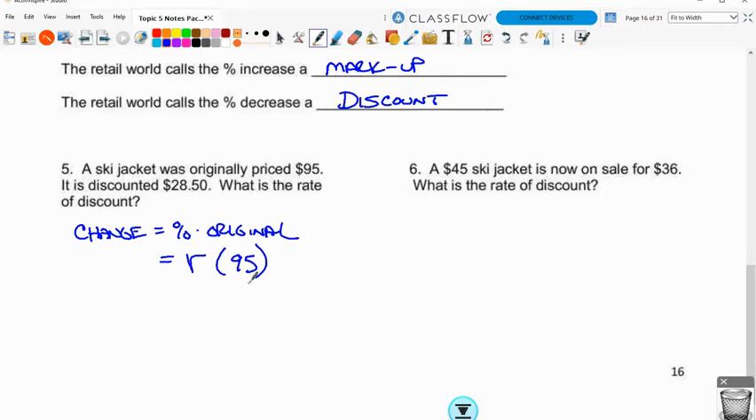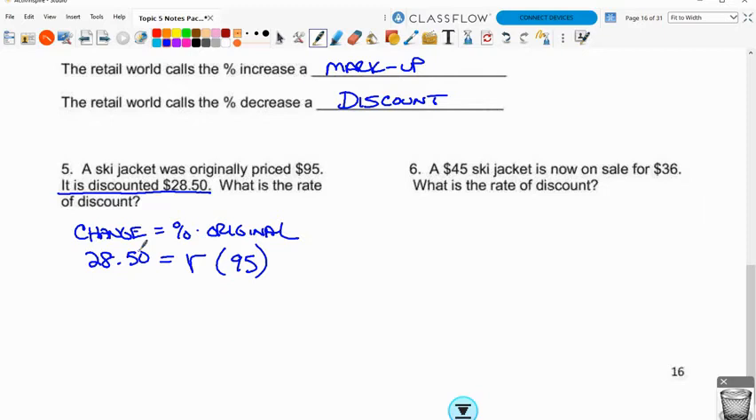The other thing they tell us is that the ski jacket was discounted by $28.50. That means the price is going to go down by $28.50, which means this number is the amount of change. So there's your percent change equation. And now we have to get the value of R.